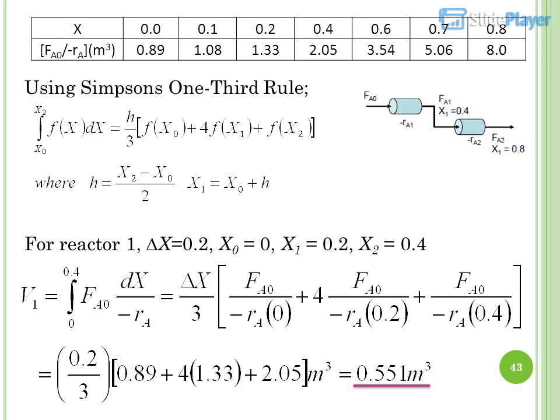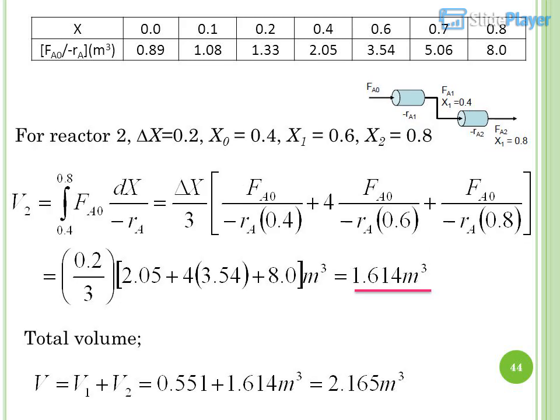Using Simpson's 1/3 rule. For reactor 1, delta X equals 0.2, X0 equals 0, X1 equals 0.2, X2 equals 0.4. For reactor 2, delta X equals 0.2, X0 equals 0.4, X1 equals 0.6, X2 equals 0.8.